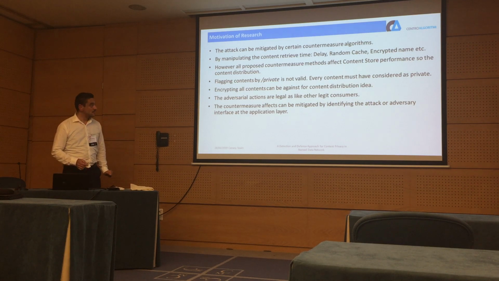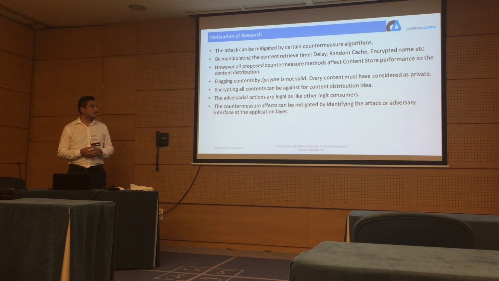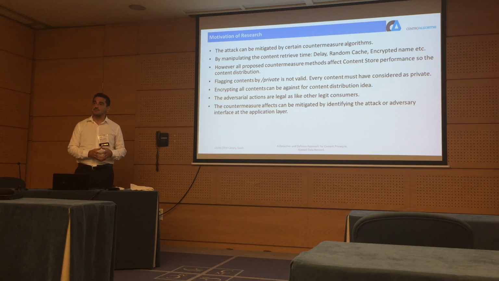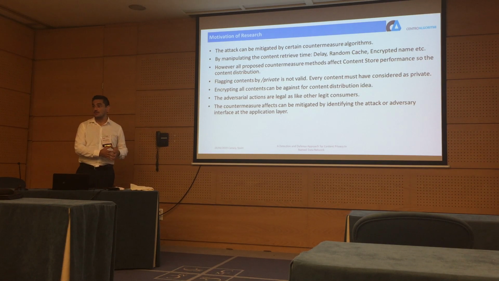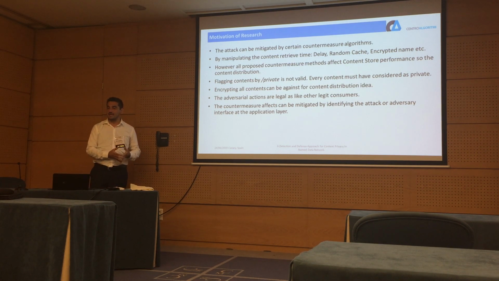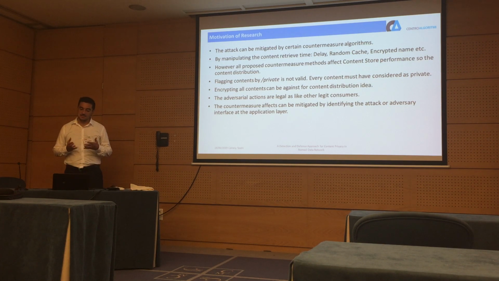So, the motivation of the work. In order to mitigate this timing attack, we have some countermeasure algorithms. They are basically manipulating the retrieval time by the NDN router, and this manipulation may affect the performance of the attack. These are the current methods proposed by other works. But these are affecting the content distribution efficiency very badly as well. The whole point is increasing content distribution, but these methods bring it down. So that's why, in this work, we ask how we are going to mitigate this issue in an efficient way.